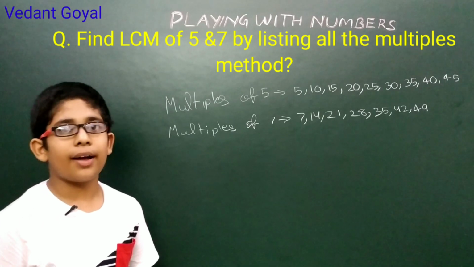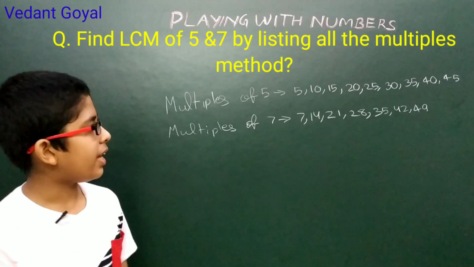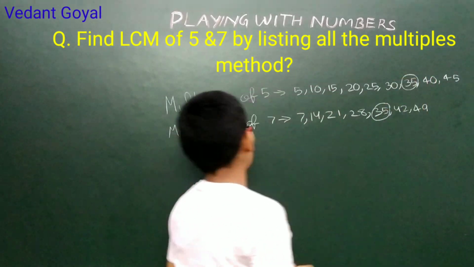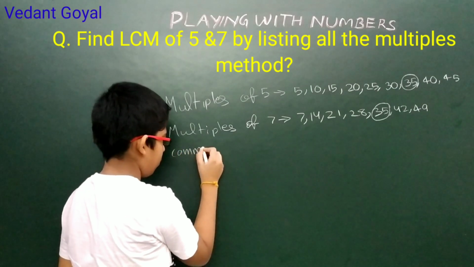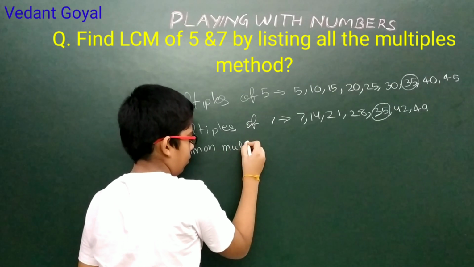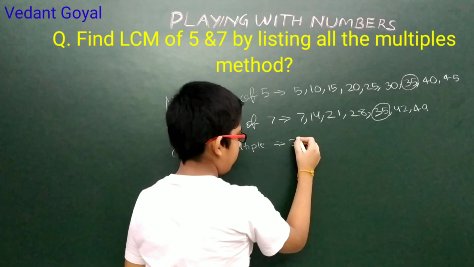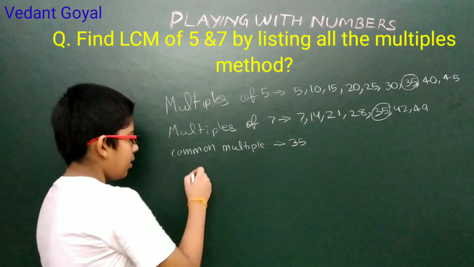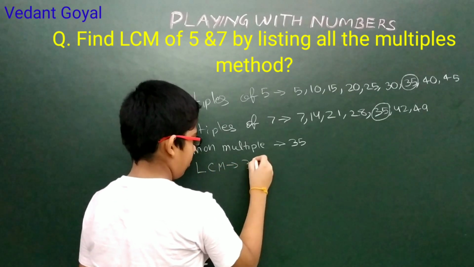Now what we have to do? We have to find the common multiples. What is the common multiple here? It is 35. So the common multiple is 35. And what is the lowest common multiple? The LCM is also 35.